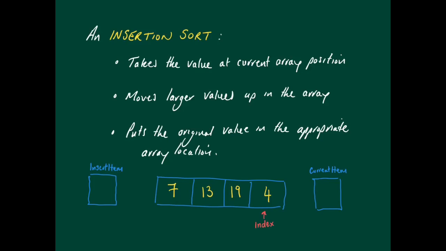In this last case, 4 is moved into insert item, current item is turned to 3, 19 is moved up, and 13 is compared to 4, it's still not bigger than that number, so 13 moves up, current item is changed to 1, 4 is compared to 7, 7 is higher than 4, so 7 moves up, current item changes to 0, and 4 moves into the empty spot. And then you end up with a sorted, ascending sorted numeric array.